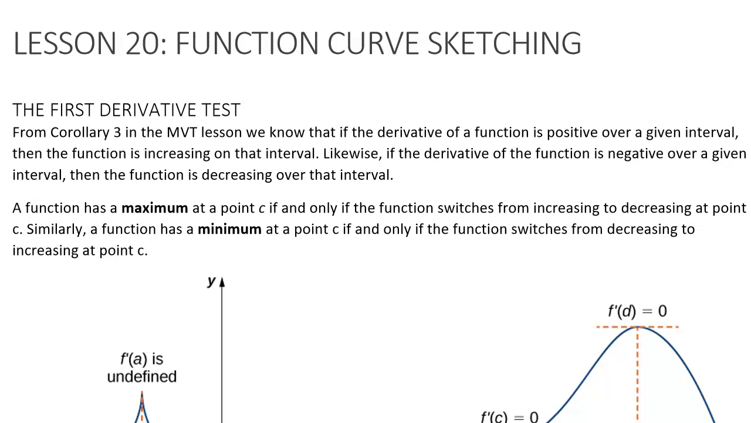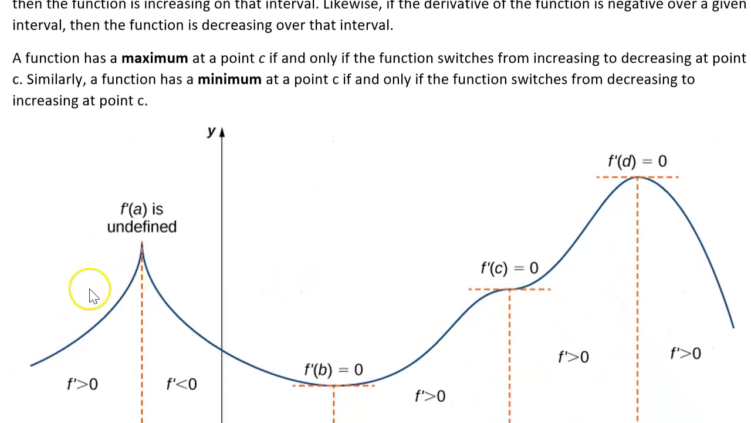From Corollary 3 of the mean value theorem, we know that if the derivative is positive, then the function is increasing, and if the derivative is negative, the function is decreasing. So for our first derivative test, we're going to use the knowledge that a function has a maximum if the derivative changes from positive to negative, and a minimum if the derivative changes from negative to positive.